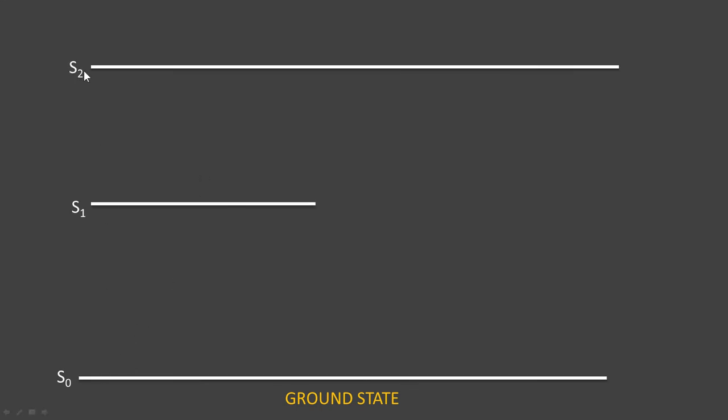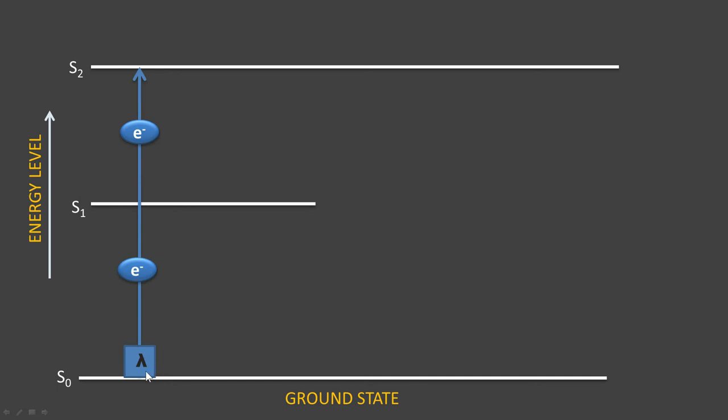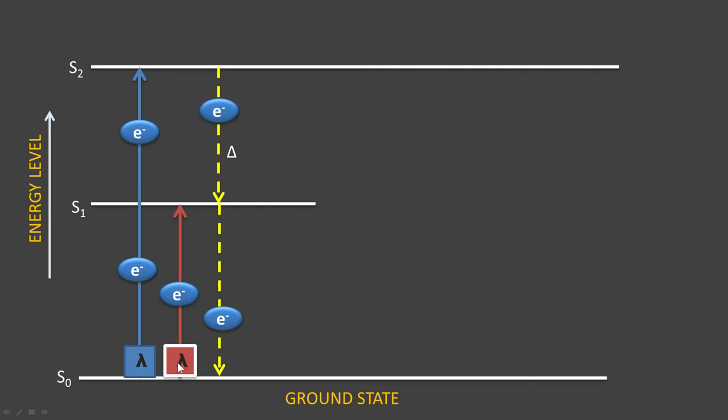Okay, now let's discuss what happens when a molecule absorbs light energy. These are the different energy levels: S0, S1, S2. S0 is the ground state. If light of blue wavelength is given, the electron goes up to the S2 state. When it comes back, it releases its energy in the form of heat. When we give red light, it just reaches the S1 state, because the wavelength of red light is more than blue light, and wavelength is inversely proportional to energy. That's why red has less energy compared to blue, so it just reaches the S1 state.